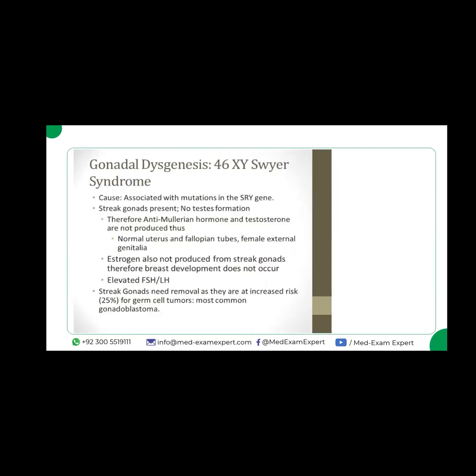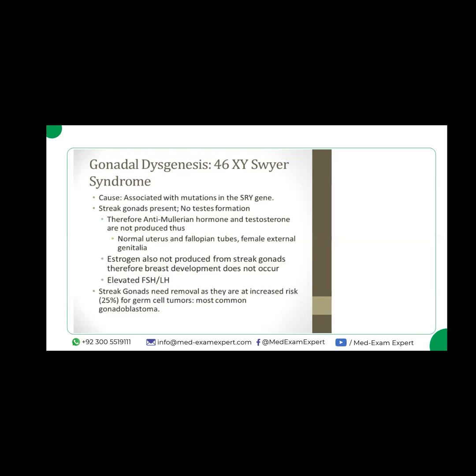So this slide again shows some of the causes, that is, they are associated with mutation in the gene. Streak gonads are present, no testis formation, therefore anti-Mullerian hormone and testosterone are not produced. So they have a normal uterus and fallopian tubes. That's why pregnancy is possible in these patients. They have female external genitalia. Estrogen is not produced, so they have streak gonads, therefore breast development does not occur. These patients also have elevated follicle stimulating hormone as well as luteinizing hormone.